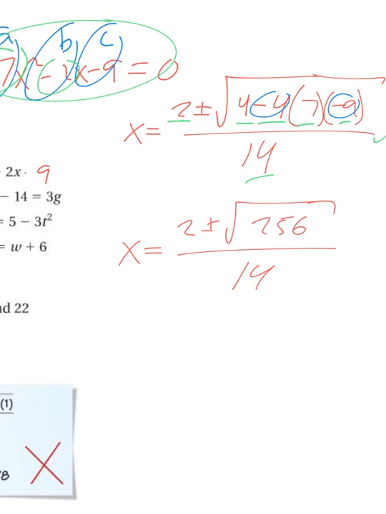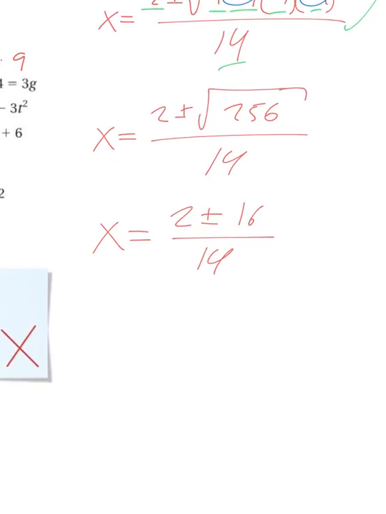Okay, so far I'm up to this point. Square root of 256 is 16. So this is 2 plus or minus 16 all over 14. Okay, so now I can evaluate and take the high road and the low road, 2 plus 16 and 2 minus 16, and figure out both of my answers. Well, I'm going to do the low road here first, just because I know 2 minus 16 gives me negative 14, and negative 14 divided by 14 gives me negative 1 for that one. Okay, the high road gives me 18 over 14, which I could reduce down to 9 over 7.